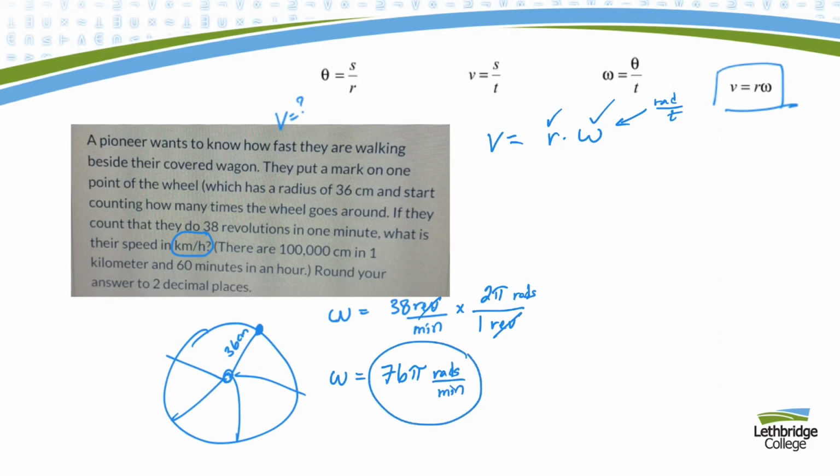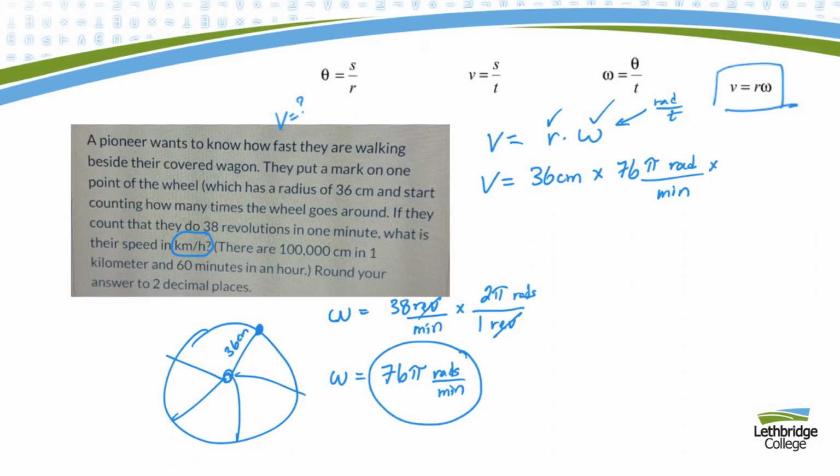Okay, now I can take this and I can use that in my formula. So my velocity is equal to radius, 36 centimeters, times my angular velocity, which is 76 pi radians per minute. Okay, now I think that I'm good there, except I want to know my velocity in kilometers an hour.